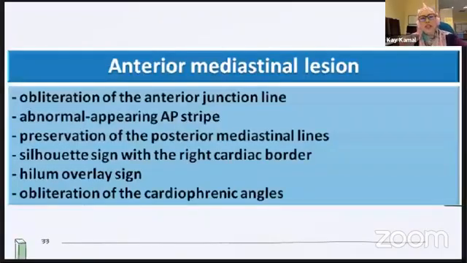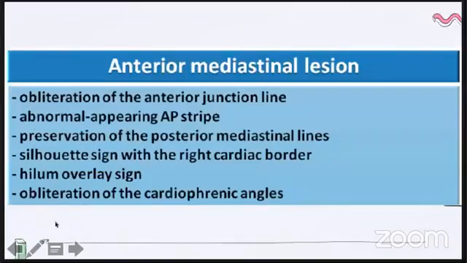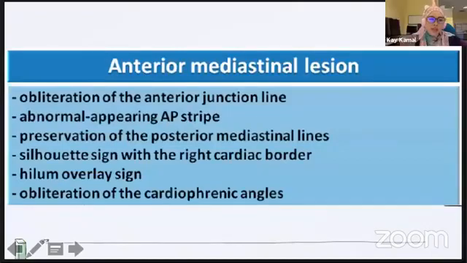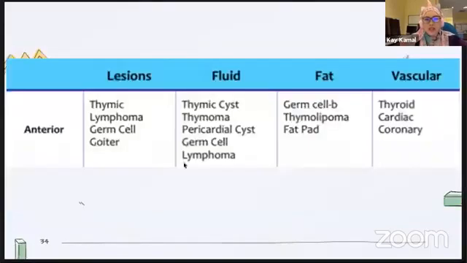So anterior mediastinal lesion, usually it will cause obliteration of the anterior junctional line. So it could have abnormal AP stripe, preservation of the posterior mediastinal line, silhouette sign with the right cardiac border, and the hilum overlay sign, like I mentioned just now, and obliteration of cardiophrenic angles. So these again are the anterior mediastinal mass causes.